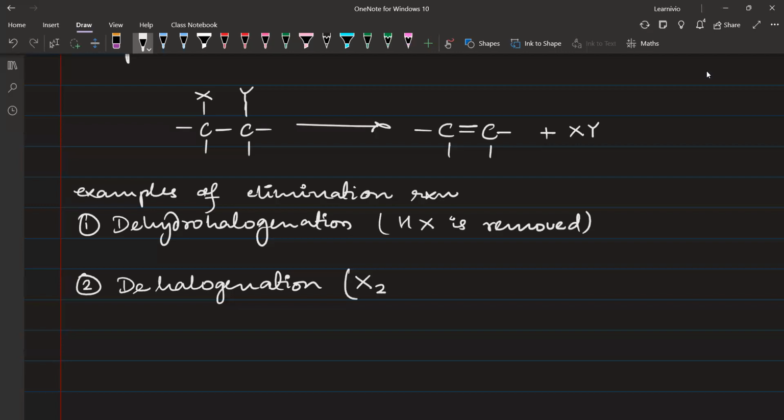In this, we have to remove two halogens, one from each of the adjacent carbons. There will be a halogen on this carbon, and the next one will also have a halogen. X2 is removed.